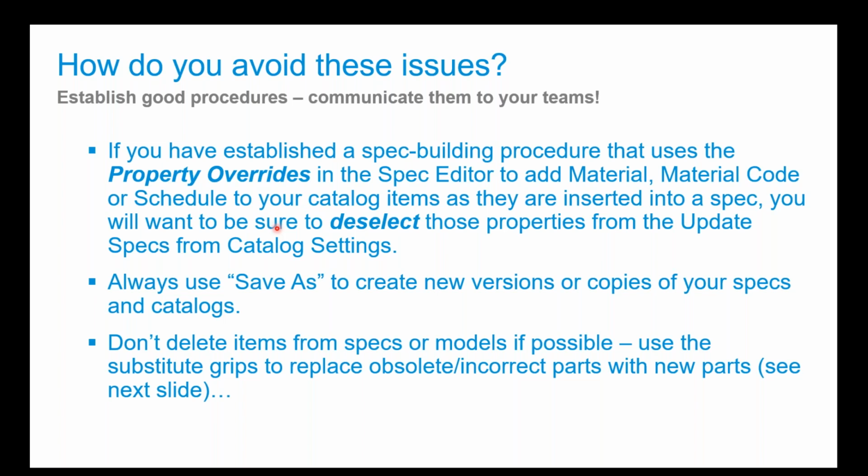Then, if you have established a workflow where you make those changes and you have inserted those changes into a spec, you want to make sure you deselect those properties when you do an update spec from catalog settings. Why do I need to do this? Because when you do an update from catalog to spec, the property overrides are replaced. So you need to avoid that.